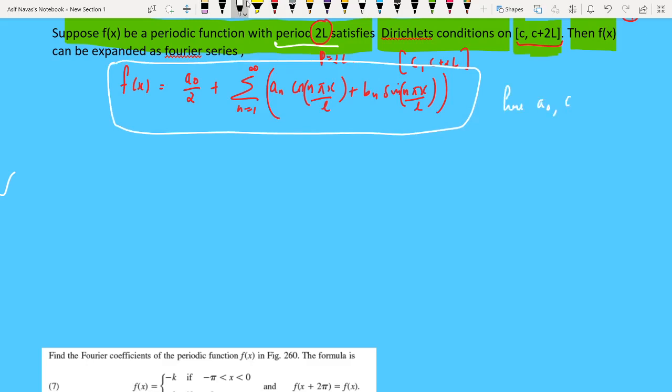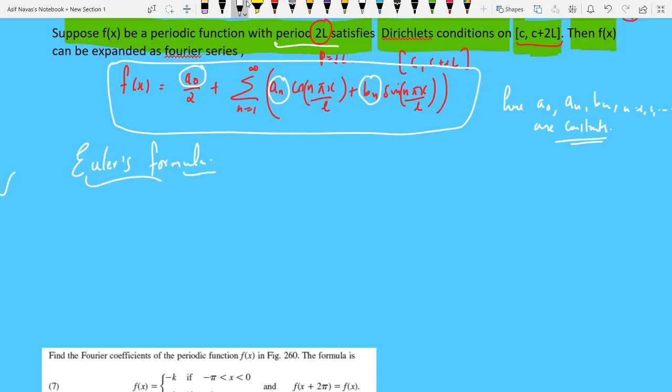Here a naught, a n, b n for n equal to 1, 2, 3, etc. are constants. Now our aim is to find what a naught, a n, and b n are. They are given by Euler's formula. For the derivation, you can refer to the textbook. So I will give you the Euler formulas.